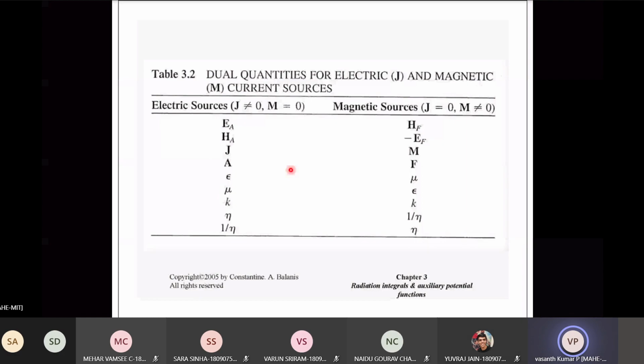So that completes this chapter. Any questions? There are no numerical problems in this chapter, only derivations.